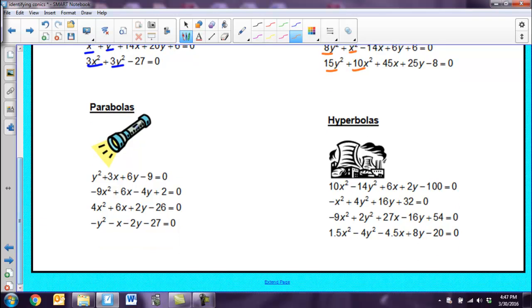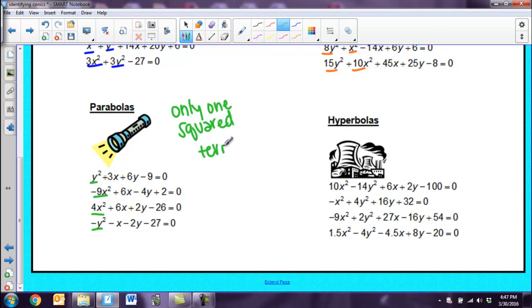Now parabolas are pretty easy to spot, because if you look in here, I have a y squared but no x squared. I have an x squared but no y squared. So on and so forth. So parabolas have only one squared term, which is nice.